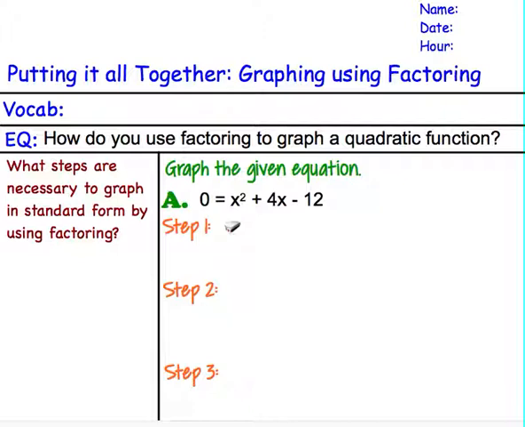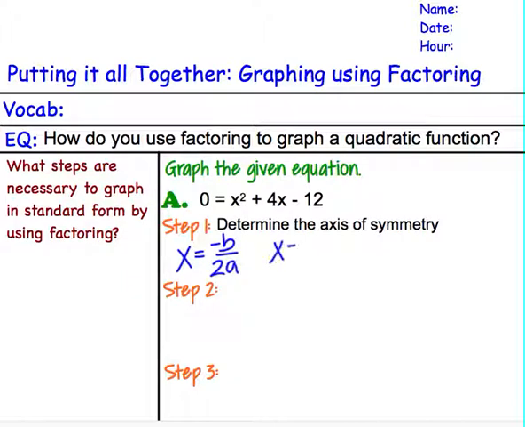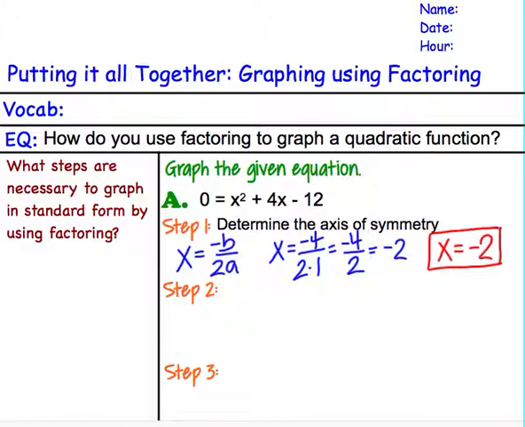So our first step is still going to be to determine that axis of symmetry. If you recall, to determine that axis of symmetry, x equals the opposite of b over 2a, which in our case is the opposite of 4 over 2 times 1, which is negative 4 over 2, which means that x is negative 2. So I'm going to go ahead and write down that x equals negative 2 for my axis of symmetry, because remember, we want to make sure that we write the full thing out.